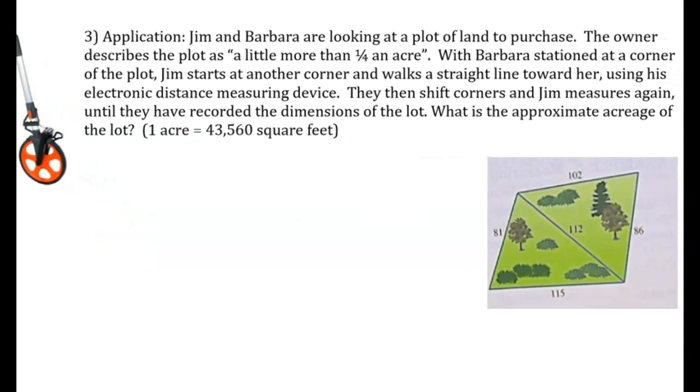Now, honestly, this looks like a big problem. It's not. Let me read it real quick. Jim and Barbara are looking at a plot of land to purchase. The owner describes the plot as a little more than a fourth of an acre. With Barbara stationed at a corner of the plot, Jim starts at another corner and walks a straight line towards her. Using his electronic distance measuring device, they then shift corners and Jim measures again until they have recorded the dimensions of the lot. What is the approximate acreage of the lot?